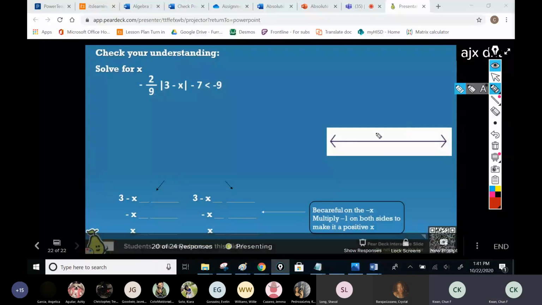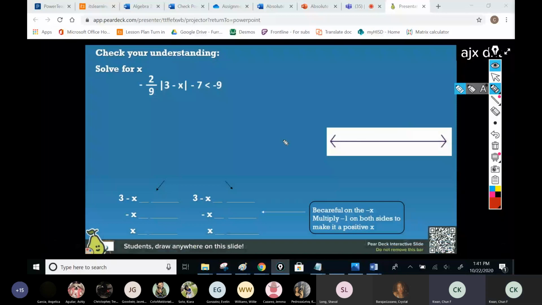All right, so let me work this out. So everyone go back to the Microsoft Teams meeting. All right, so for this problem, I have to take care of the 7 right here, -7, which means I have to do the opposite.